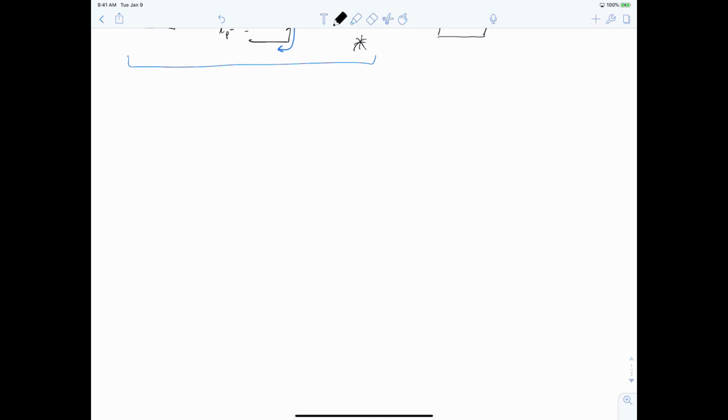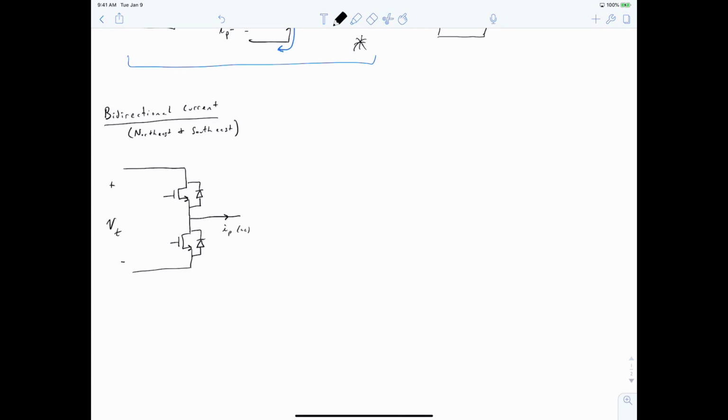Next, let's consider the case where we have bidirectional current. What if we want to realize a single pole double throw switch when our current is AC, but our voltage is DC, our voltage is unidirectional? So this corresponds to the northeast and southeast quadrants. We have the following switch realization. So our current can take either direction. Let's draw the paths of this.